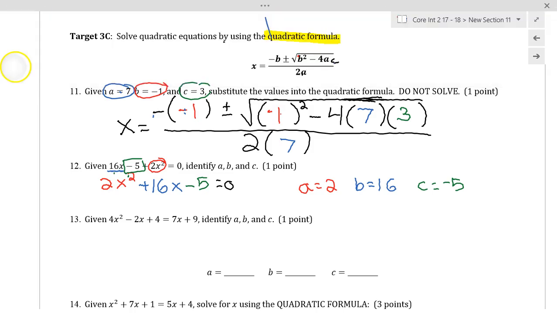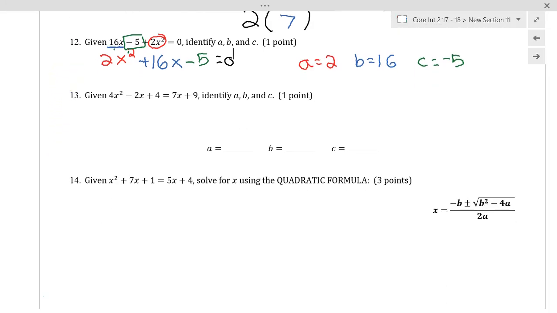Looking at number 13, same type of thing, except in this one, right, it's not equal to 0. That's the other thing. It has to be equal to 0 in order to find A, B, and C. So right now, this one's equal to 7x plus 9. So I'm going to do the opposite of what it's equal to get it to be 0. So it's positive 7x, so I'm going to subtract 7x. And it's positive 9, so I'm going to subtract 9.